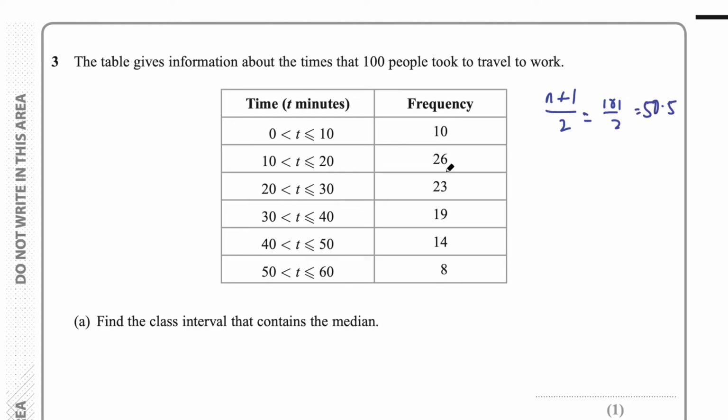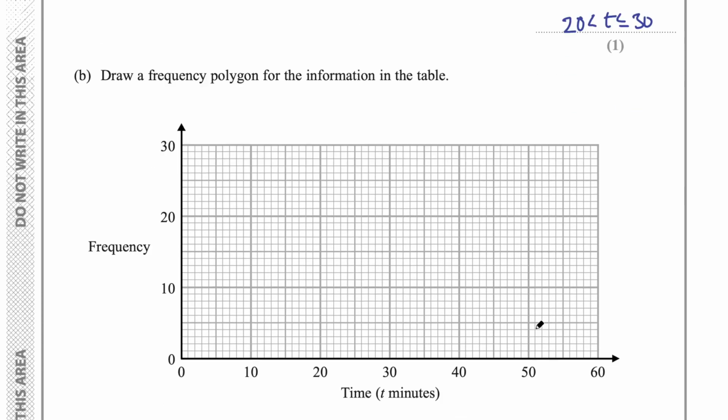So go down the table and find the 50th and the 51st terms. So adding these up, that'll be 36. And then if I add 23 to that, that's going to be 59. So you can see that the median's going to be in this one here, 20 to 30. So that's all we need to write down for that one. T between 20 and 30.